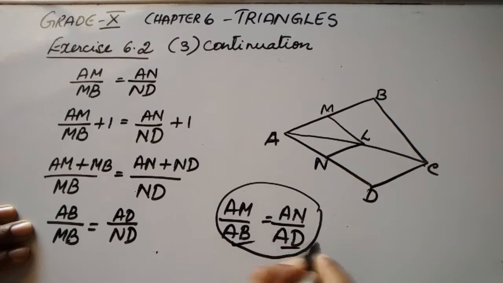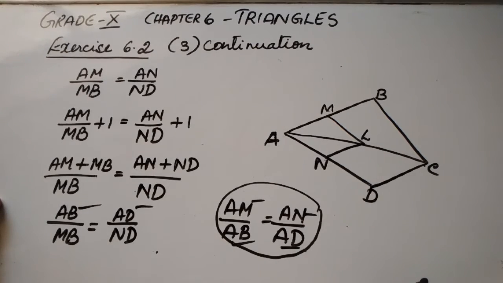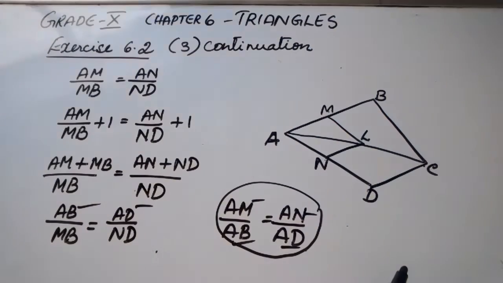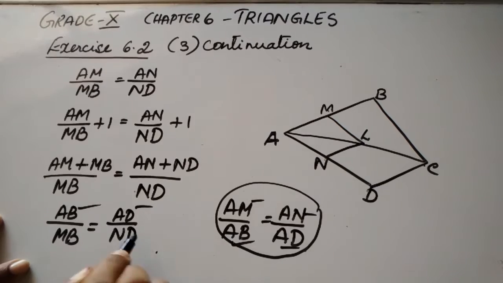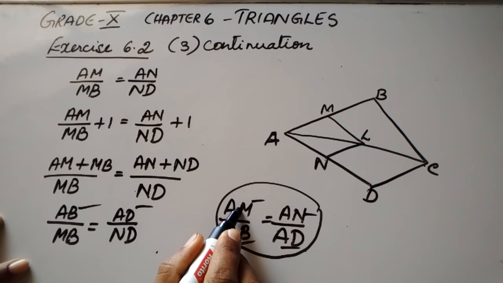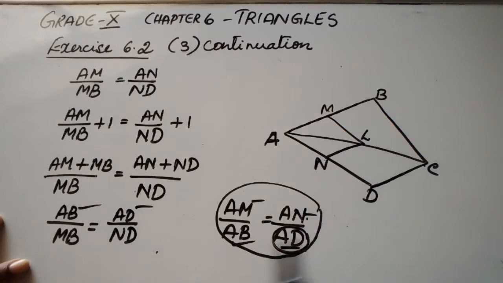We get AB and AD, but we don't get AM and AN. So we have taken the reciprocal in the solution part. Did you get this, students? Yes. So by this method we get AB but not AM. We get AD but not AN. We get AB, AD but we will not get AM and AN, which we need to prove. So we need to take the reciprocal and then add 1.